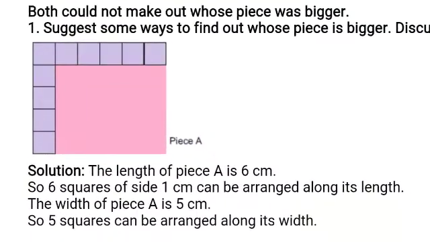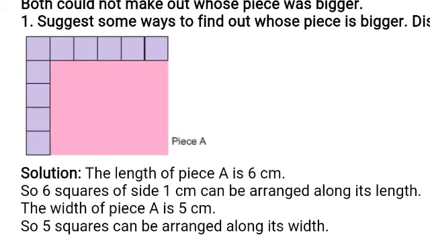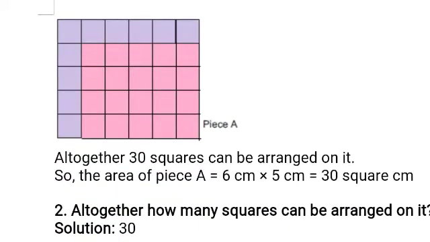Discuss. Solution. Length of piece A is 6 cm, so 6 squares of side 1 cm can be arranged along its length. In the length part total 6 squares are there, and the width is 5 cm, so in width there are 5 boxes. Altogether 30 squares can be arranged. So area equals 6 cm into 5 cm.